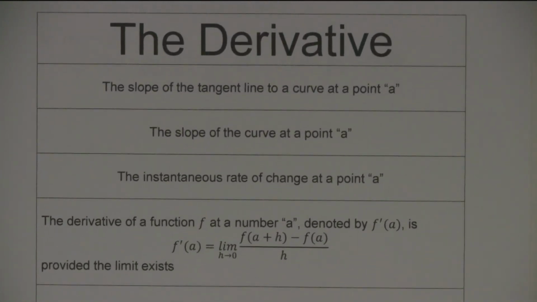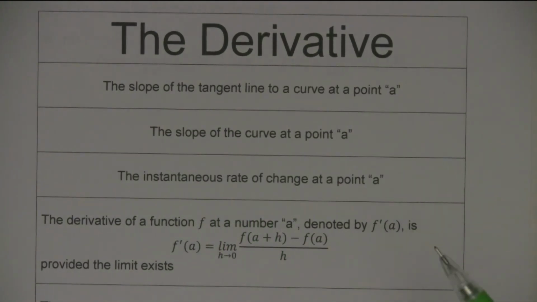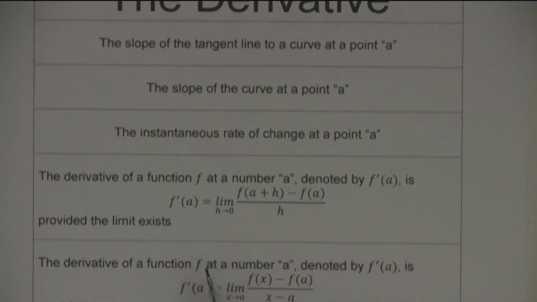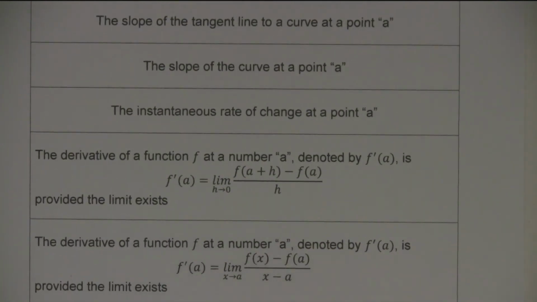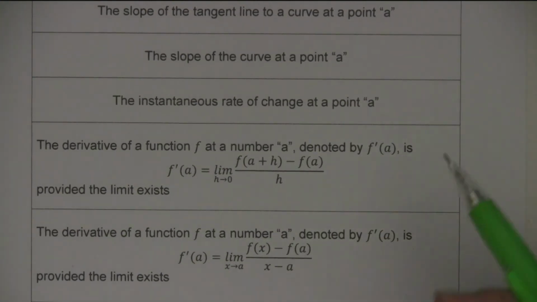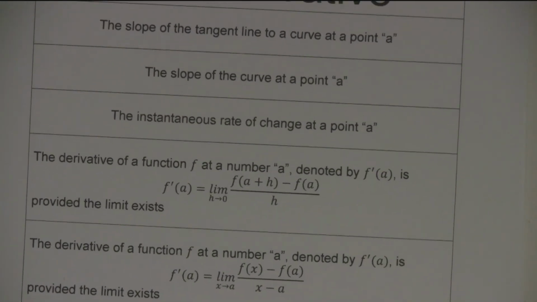So just to sum up, the slope of the tangent line to a curve at a point a is the derivative. Some people say the slope of the curve at a point a, and that's the derivative. The instantaneous rate of change at a point a is the derivative at the point a. And of course, we had this was the derivative, and this was the derivative, right? Just to make sure we're talking about the same thing, because they'll ask you to find the slope of the curve at a point a, and you'll say, what the heck is that?